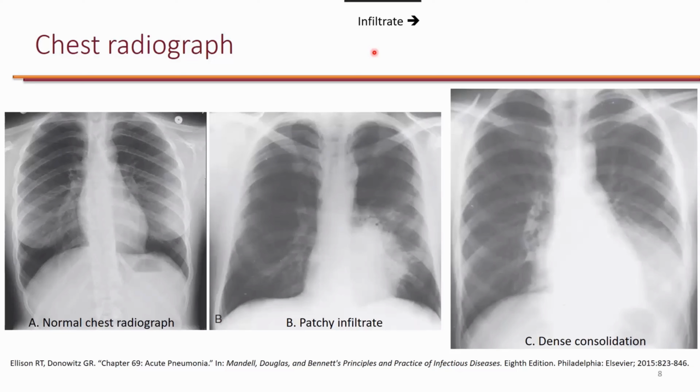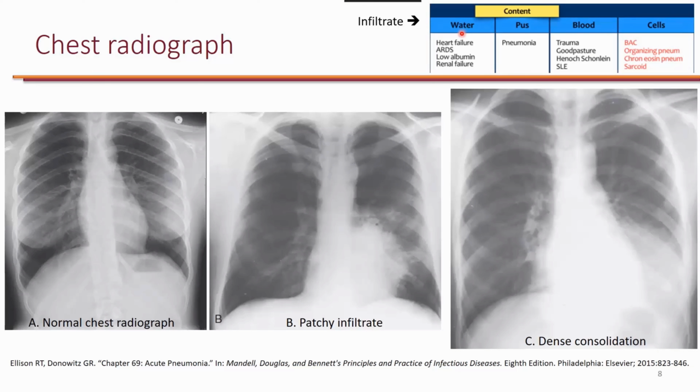Now, these infiltrates or increased opacities, which you will see in chest X-rays B and C, could be due to different things. Some of the possibilities include water in the lung. If you see water on the chest X-ray as infiltrate, it would be common in patients with heart failure who have fluid retention, patients with low albumin, for example. Cirrhotic patients also have fluid retention, so you will see these fluids as infiltrate on chest X-ray. The content can also be pus, which will be the case in pneumonia. So if the patient has pneumonia and there's pus in the lungs, you will see infiltrate on the chest X-ray.